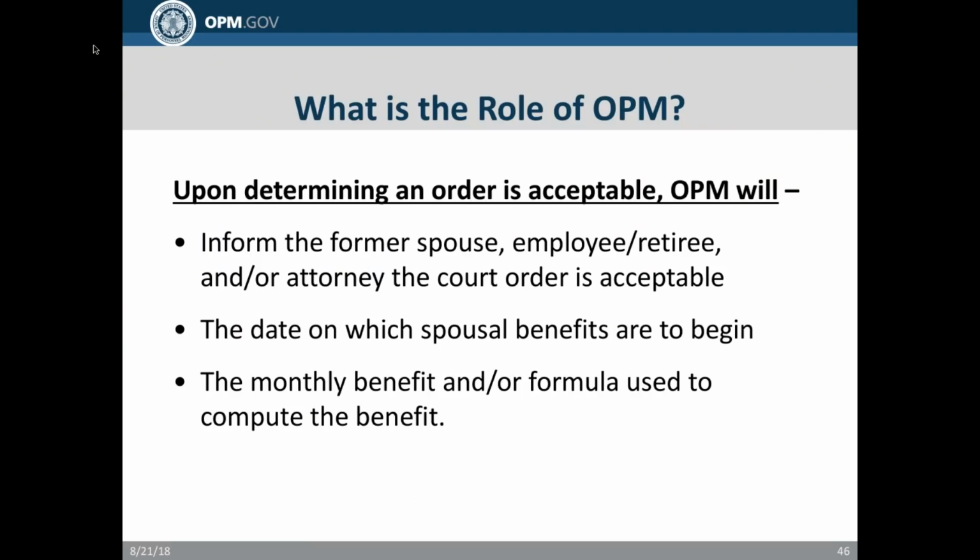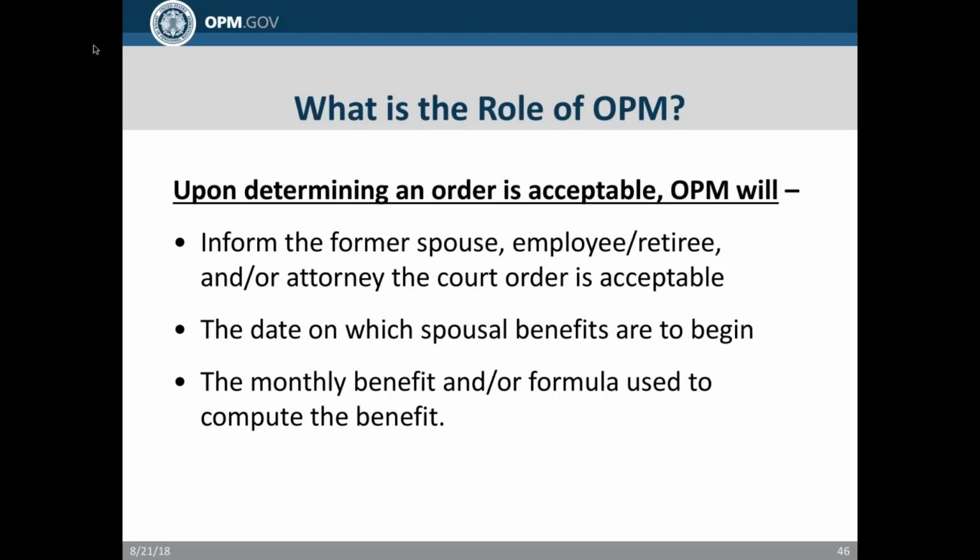Upon determining an order is acceptable, OPM will inform the former spouse, employee retiree, and/or attorney the court order is acceptable, the date on which the spousal benefits are to begin, and the monthly benefit and/or formula used to compute the benefit. Obviously, if the employee has not retired yet, we will just approve the court order, and we'll send out a correspondence to all parties involved with the exact formula used in the court order and how we are going to divide it based on that formula at retirement.